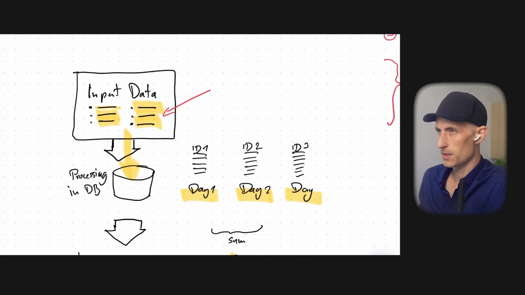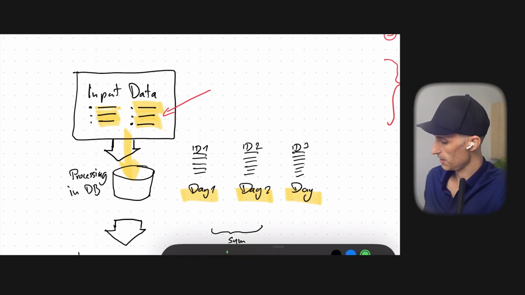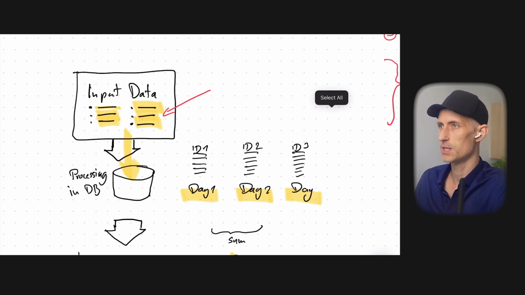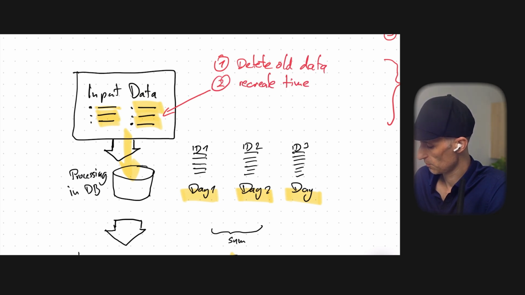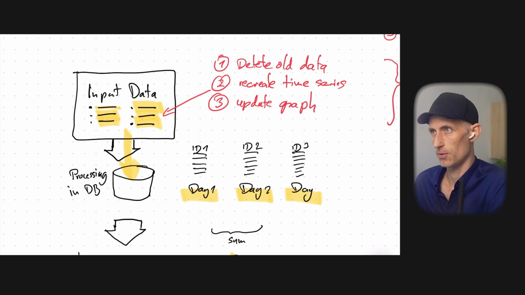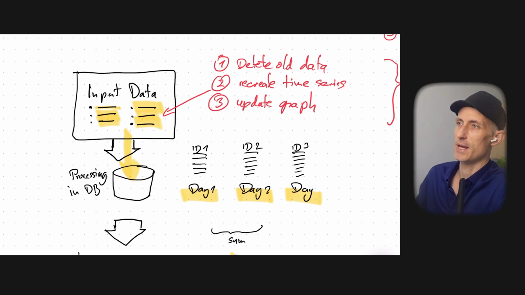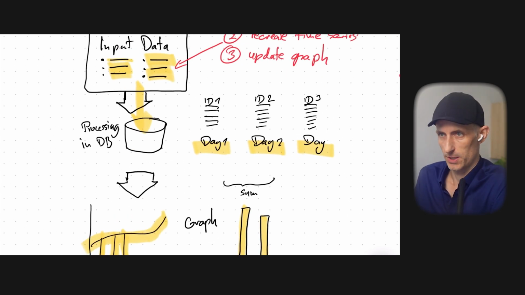Now, storing this in the database has a couple of problems, and I quickly want to write them down here. Because the main thing is, how would you deal with data changes? Basically, if you change data, these 3 things would happen. When we change the data, we would need to delete all the old data, then recreate the whole time series, and then update the graph based on the sums of all these days involved. And while this works, I think this is the wrong approach. Let me show you a better way.